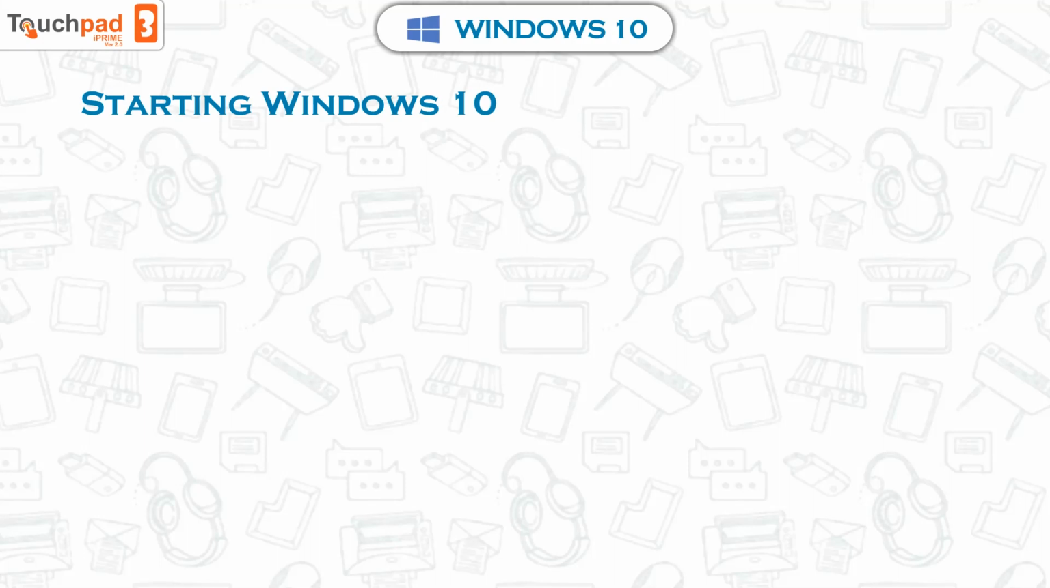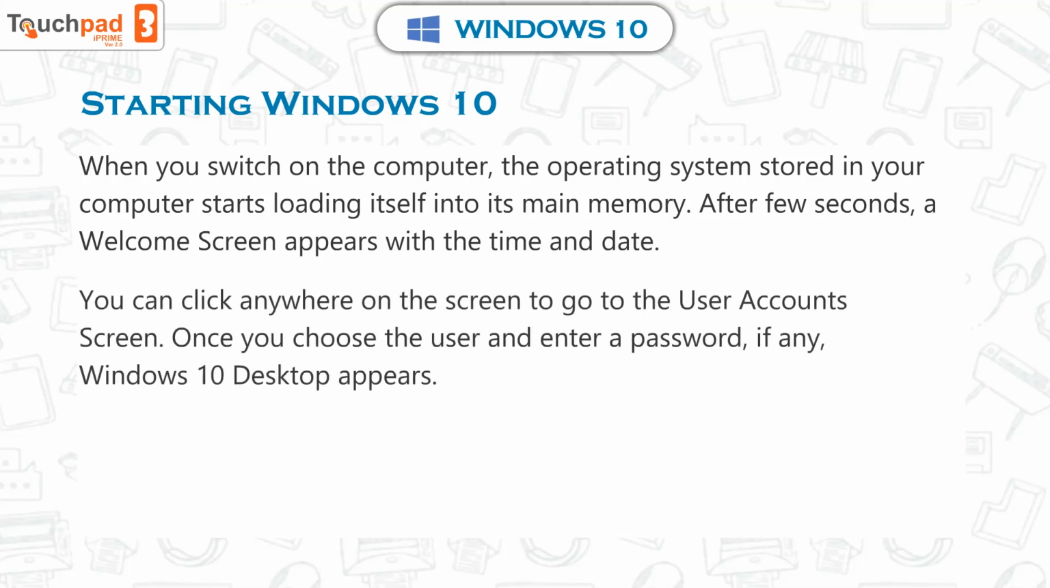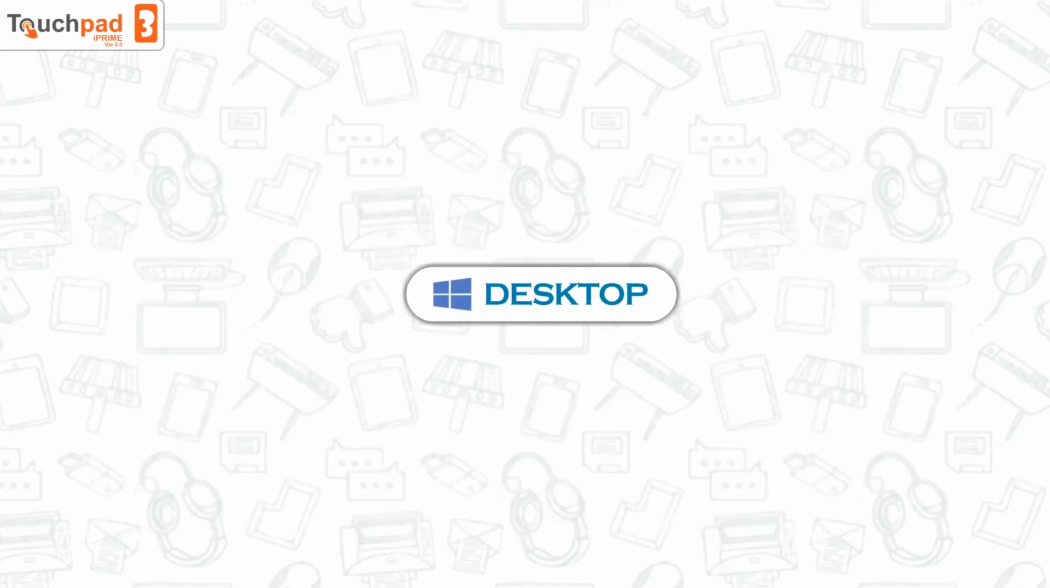Starting Windows 10. When you switch on the computer, the operating system stored in your computer starts loading itself into its main memory. After a few seconds, a welcome screen appears with the time and date. You can click anywhere on the screen to go to the user account screen. Once you choose the user and enter a password, if any, Windows 10 Desktop appears.